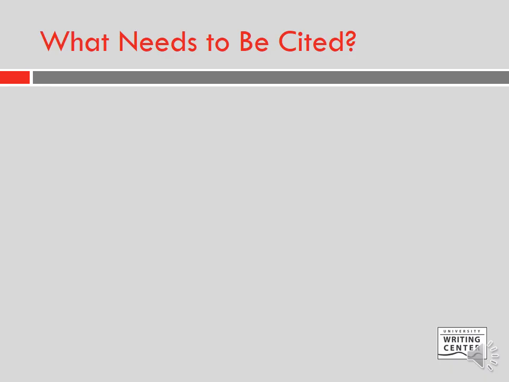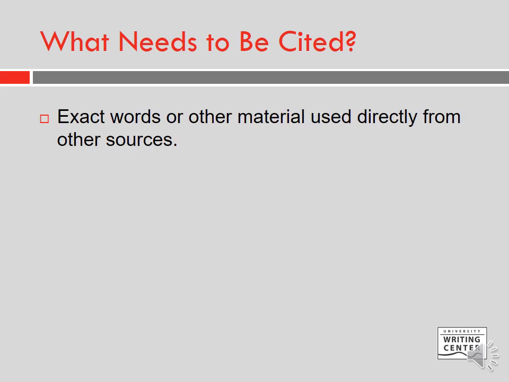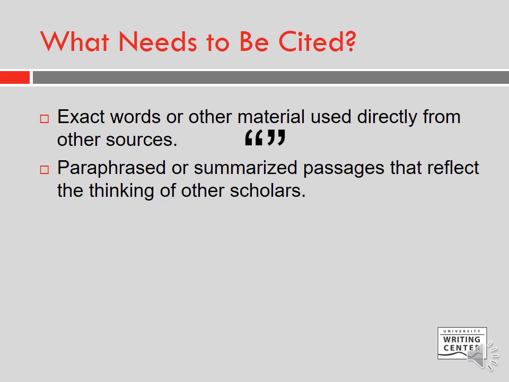Let's recap what needs to be cited. First, any exact words or phrases that you borrow or insert into your writing need to be cited. Next, any paraphrased or summarized passages or ideas or concepts of other scholars need to be cited. Next, data and facts that other scholars or sources have noted should be cited.